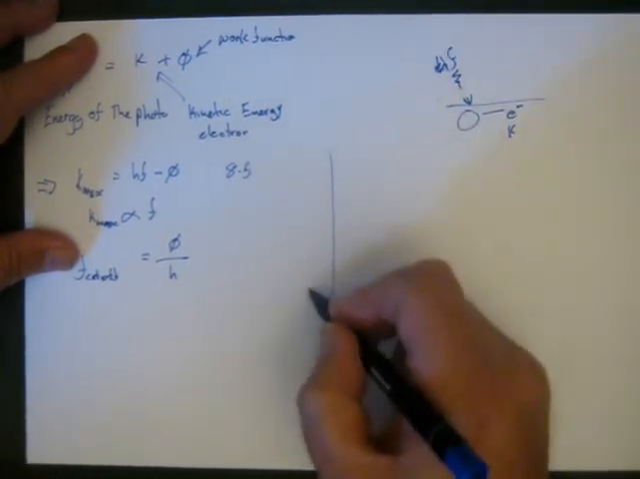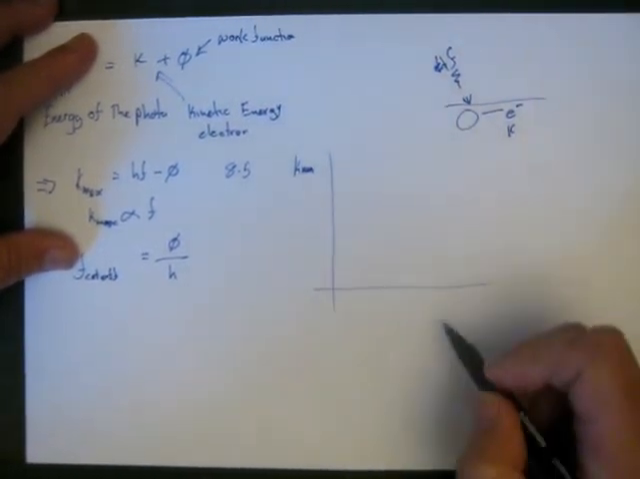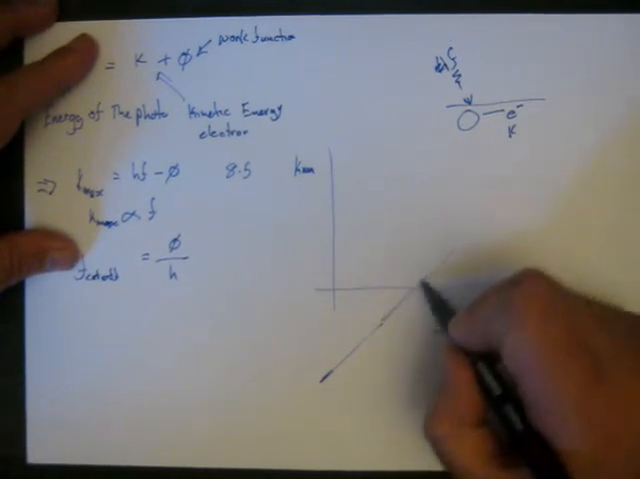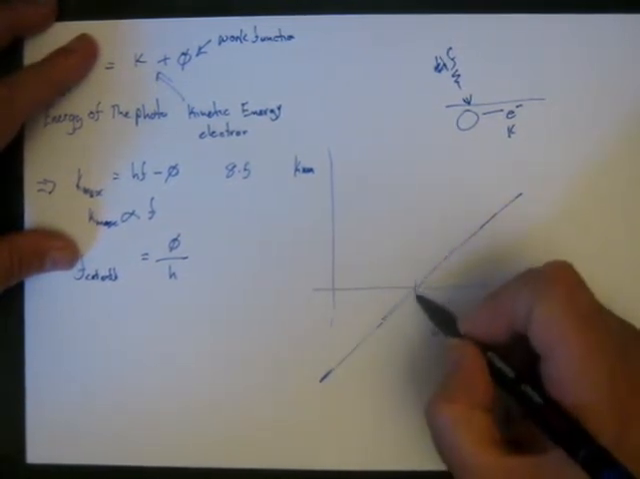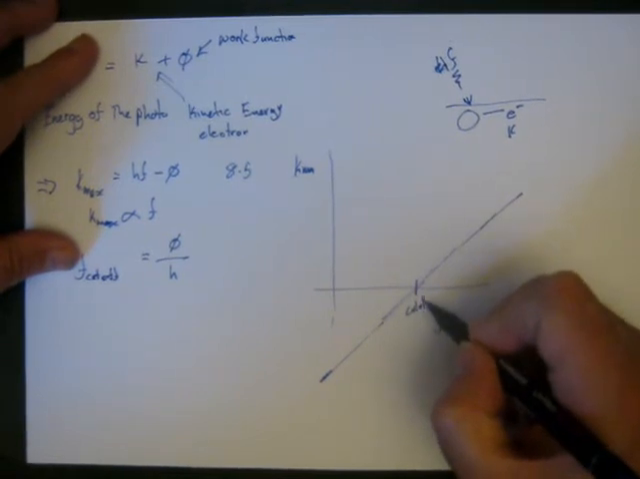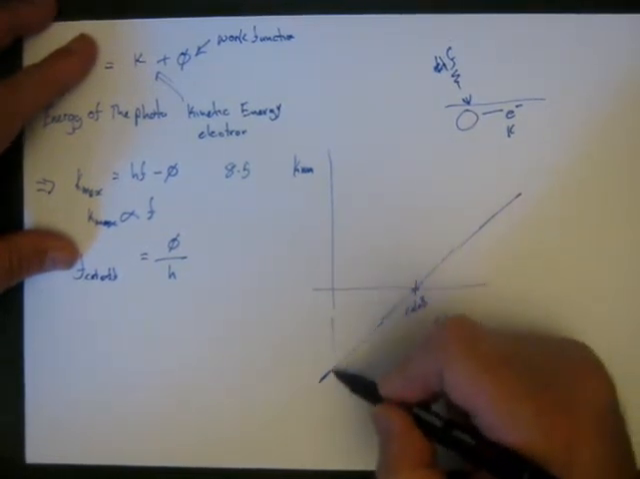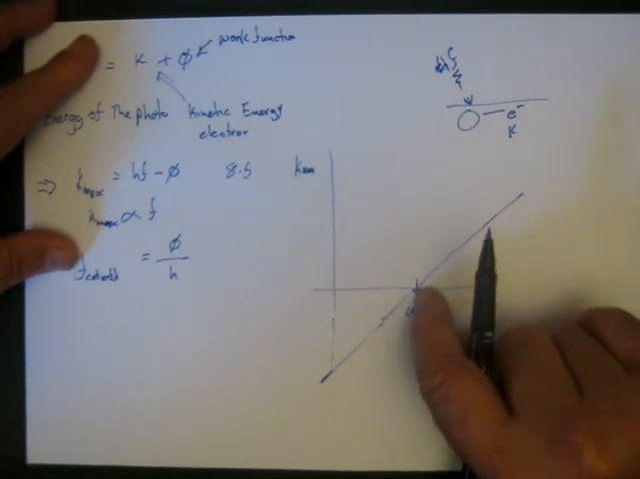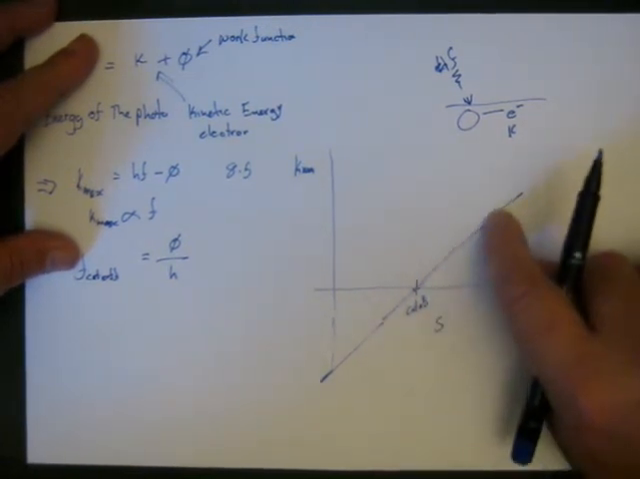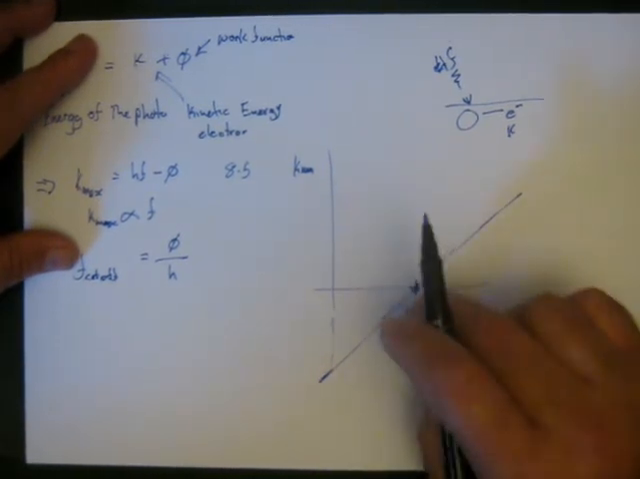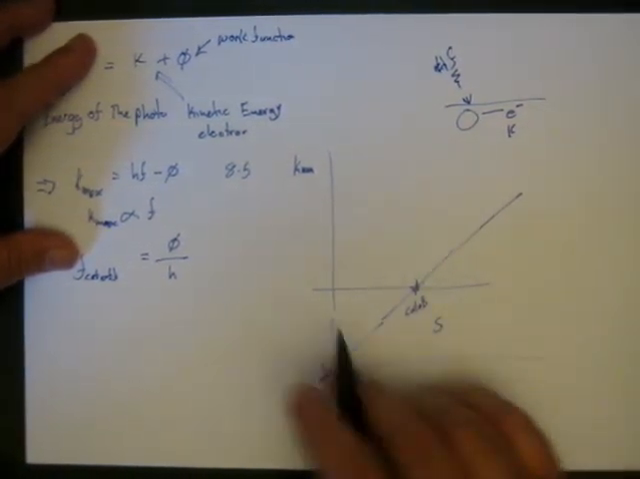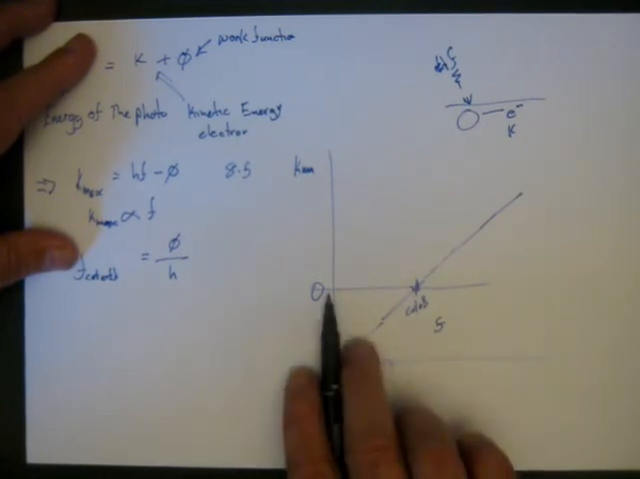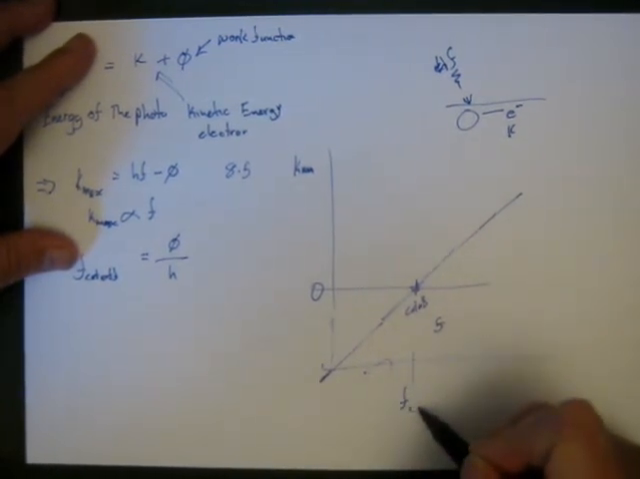So if we draw this as a graph, what we have here is K max versus frequency. The line basically goes through here. Below a certain frequency, this is our cutoff frequency, it has negative kinetic energy, so it won't knock the electron free from the atom. But above this frequency, the harder you hit it, the more energy it gets. So we can draw this cutoff frequency graphically: this is K versus frequency f, this is zero kinetic energy, and this is going to be the cutoff frequency.